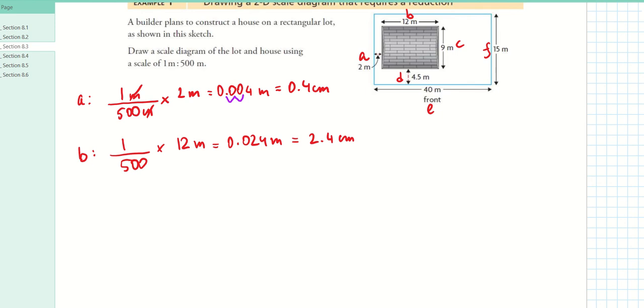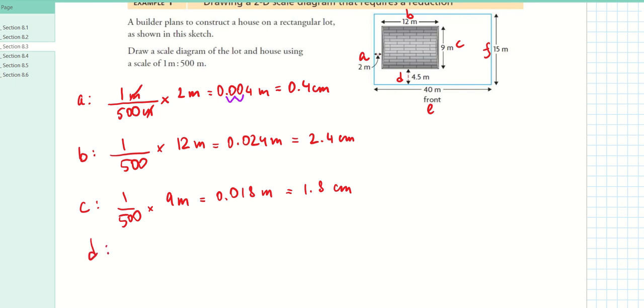Let's do the same thing for the remaining values. So part C is 9 meters. So we're going to do 1/500 times 9 meters. This is going to leave us with 0.018 meters, which again, I'm going to move the decimal to the right 2 spots. So we're going to be left with 1.8 centimeters.